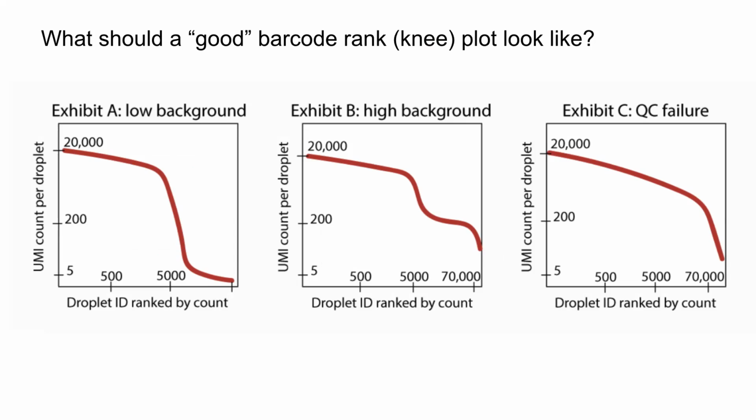The x-axis is basically just the ranking. So let's say the highest number of UMIs out of all your cells is like 20,000, like here. That's going to have the ranking of 1, and then whatever has the second most will be 2. So that's the value on the x-axis. Okay, it's the barcode rank.